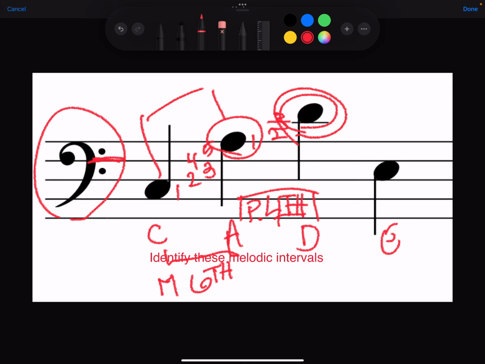And then finally, the last interval here, D down to E, we do the same thing. D is 1, and then if we count down, we figure out that E is a seventh below the D. And what kind of seventh is it? Well, if you count the half steps, you're going to find out that there are 10 half steps here. So this is a minor, little m, seventh. Okay, so the answers are major 6, perfect fourth, minor 7th.